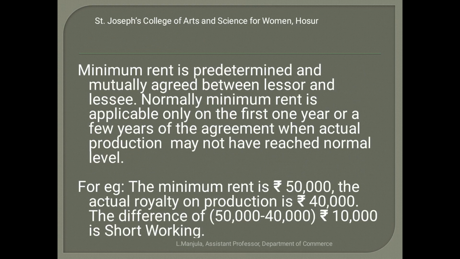Minimum rent is predetermined and mutually agreed between leaser and lessee. Normally, minimum rent is applicable only for the first year or a few years of the agreement, when actual production may not have reached the normal level. For example, the minimum rent is rupees 50,000 and the actual royalty on production is rupees 40,000. The difference of rupees 10,000 is a short working.